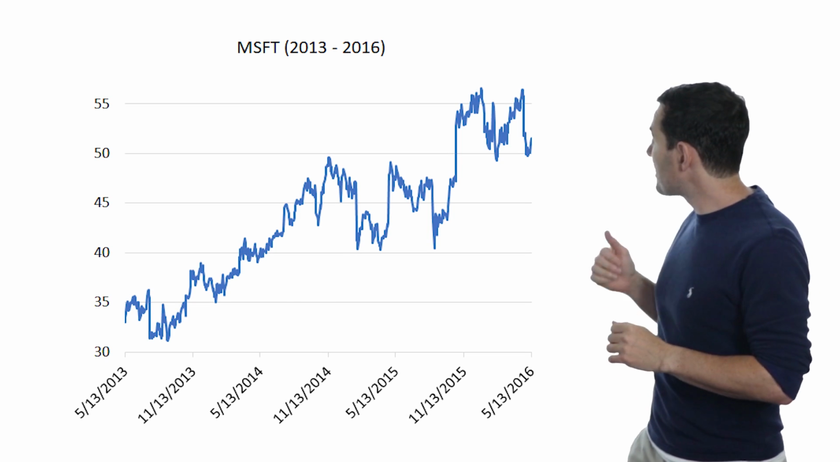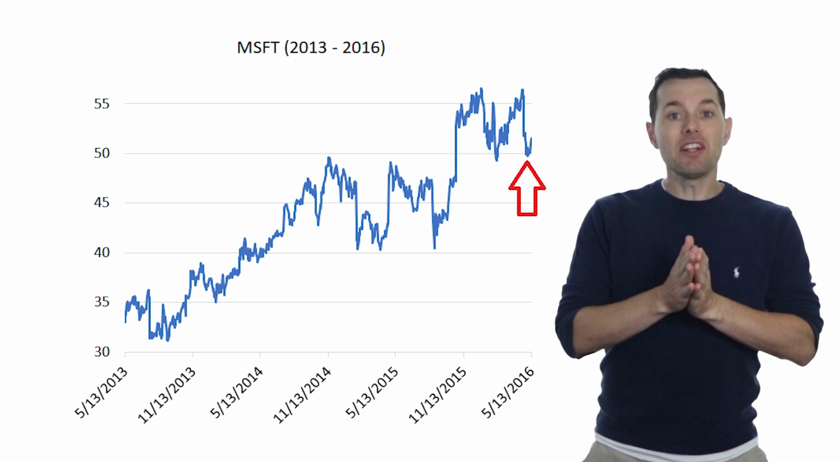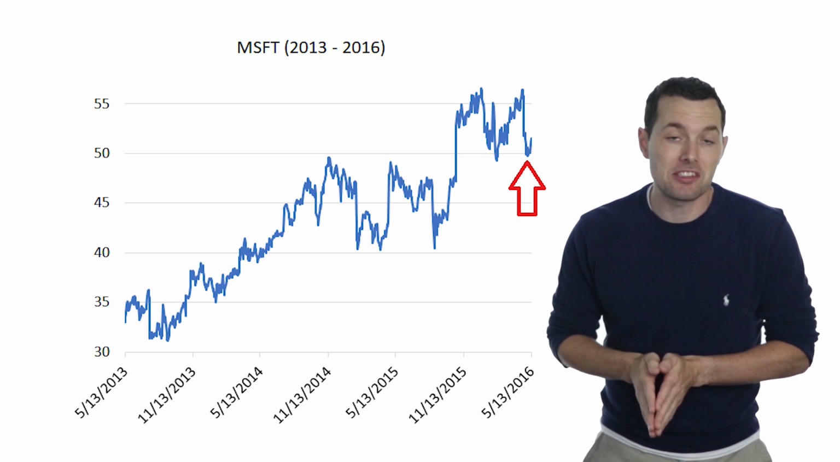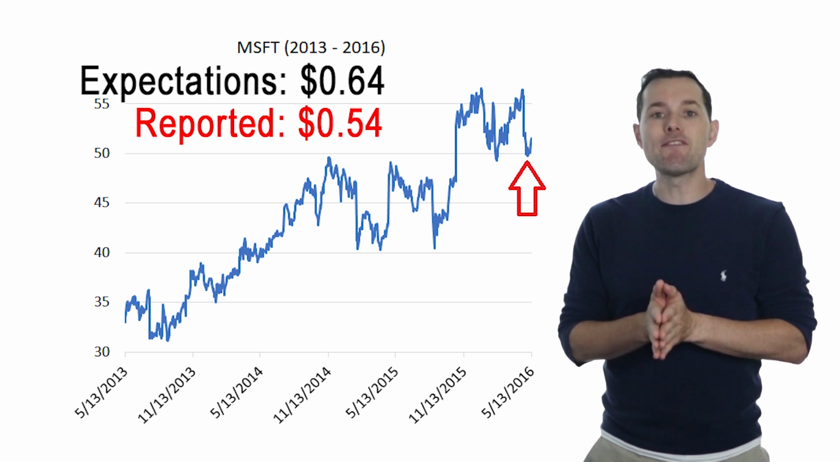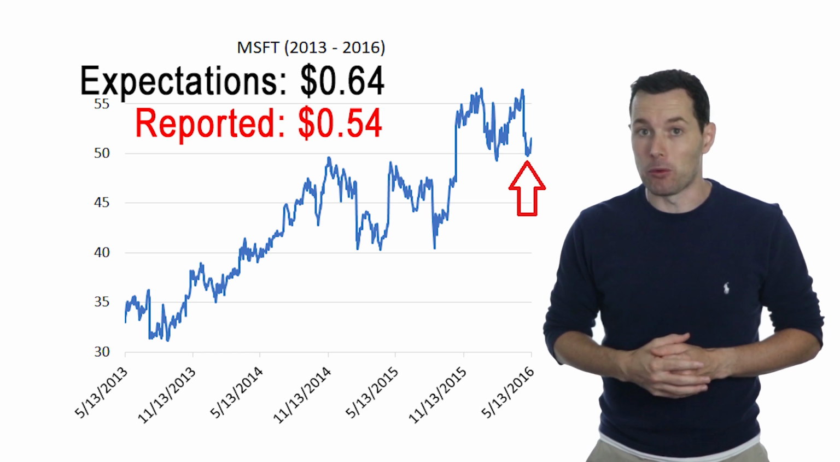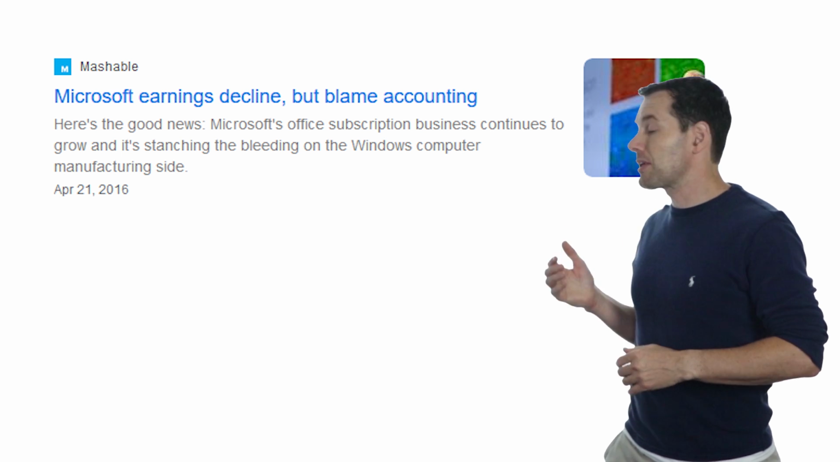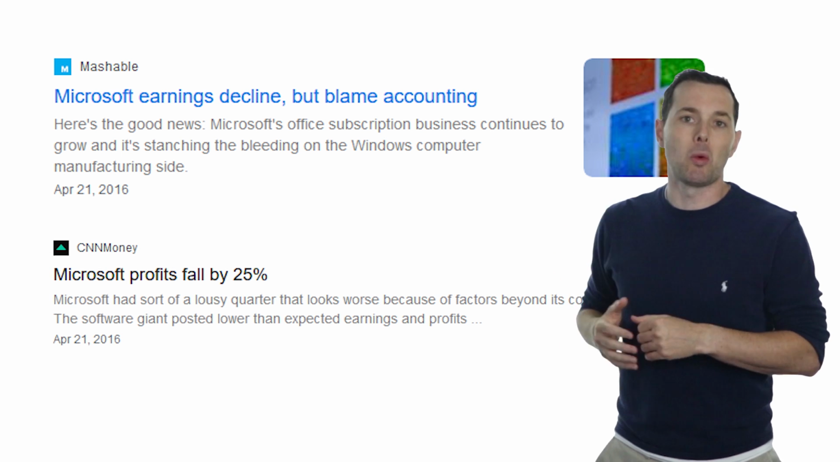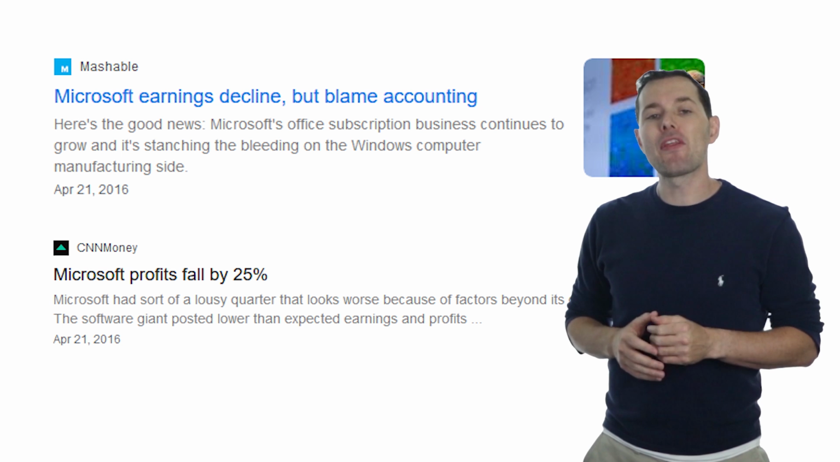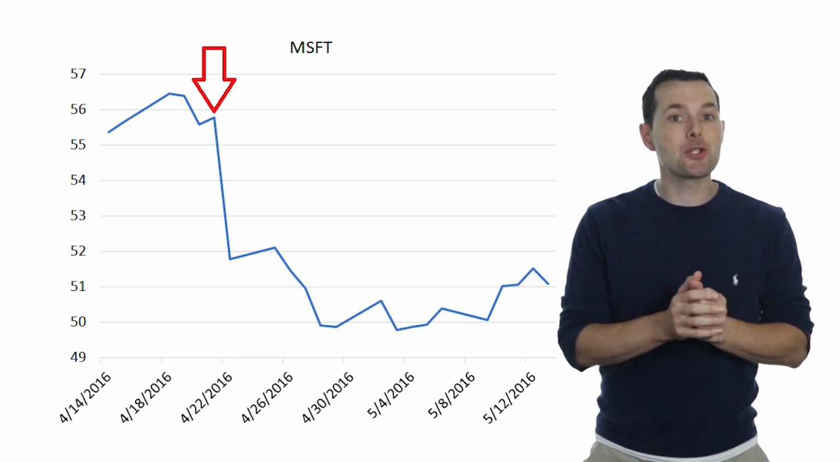Okay, let's get started. So the year is 2016 and the third quarter just ended. And here's what Microsoft's chart looked like at that time. Now, this drop right here happened because Microsoft came out with earnings and analysts were expecting 64 cents in profit, and the actual number reported was 54 cents. Then we started seeing headlines like this: earnings decline, accounting methods blamed, and profits fall by 25%. And in the month after the earnings were announced, this is what the chart looked like. That's where the earnings were actually reported.